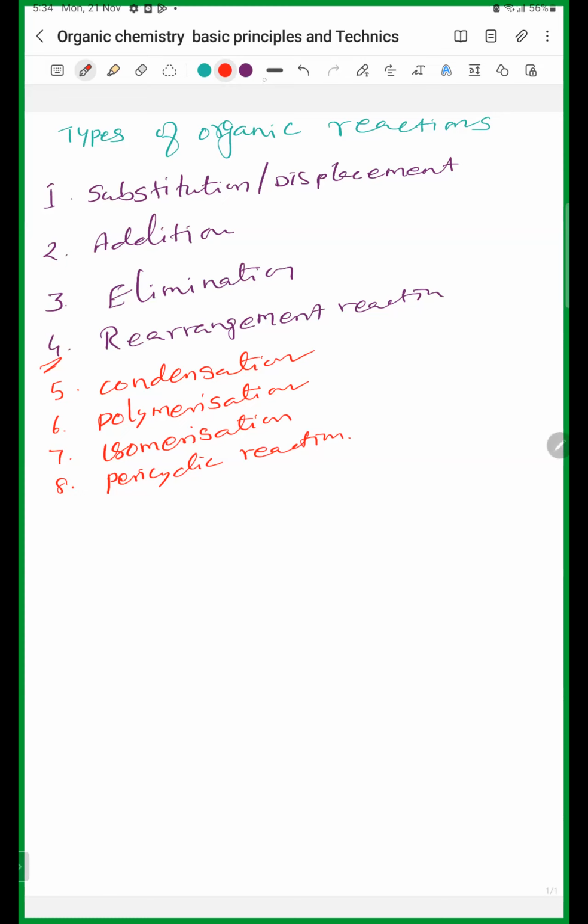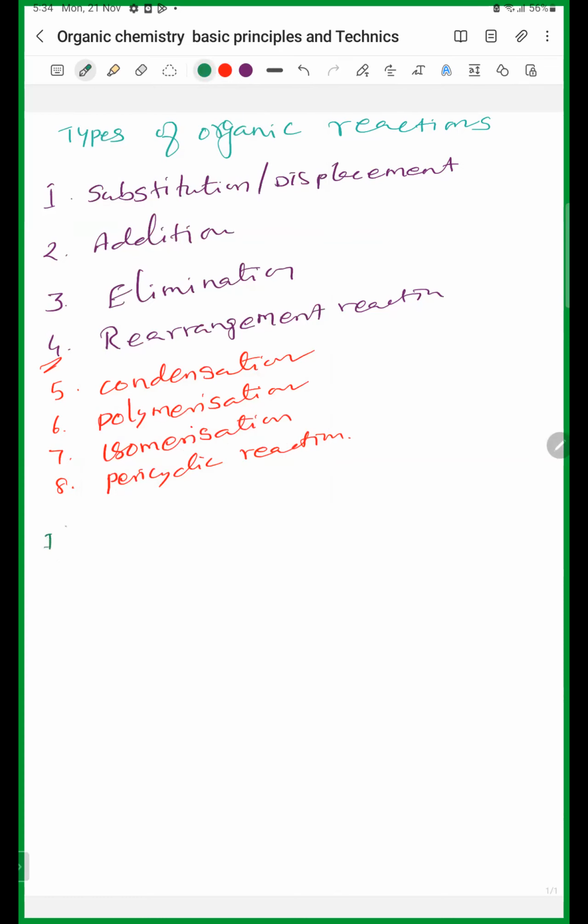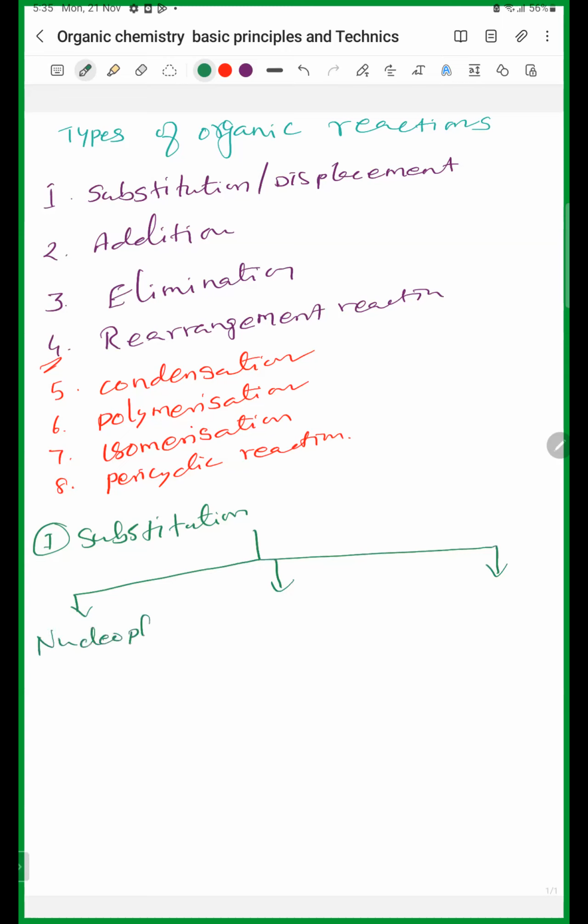Substitution. What is the meaning of substitution? One player is substituted by another player, no? Likewise, any atom or group of atoms which is substituted by another is called a substitution reaction. This substitution is again classified into 3 types: nucleophilic substitution, electrophilic substitution, and free radical substitution.